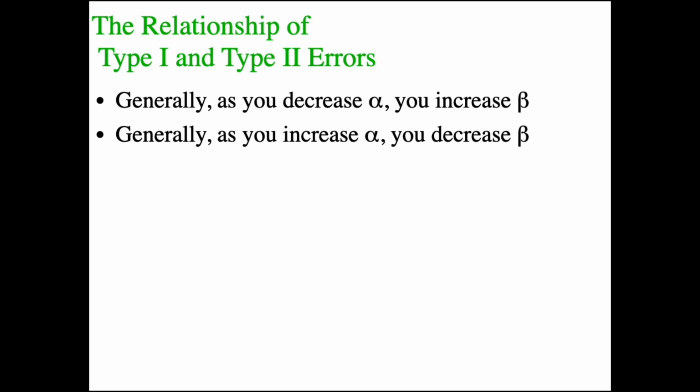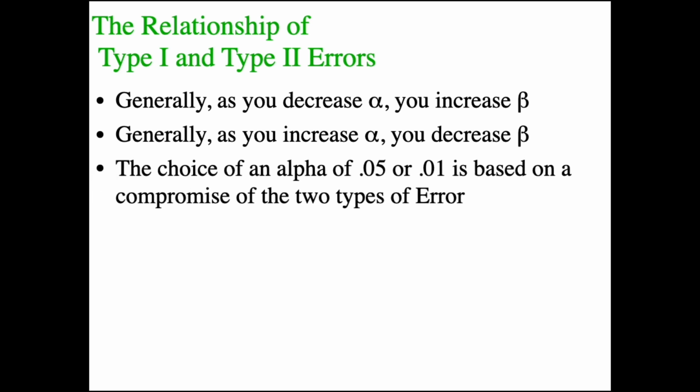So the problem is you can never get rid of one or the other completely. Because if you make one smaller, chances are you're increasing the chances of making the other. And that's how psychologists came up with this convention of picking an alpha of 0.05 or 0.01, because those were based on a compromise of the two types of error. So we have decided on those as conventions because that seems to be the best way of making sure that your beta isn't too high and that your alpha isn't too high.